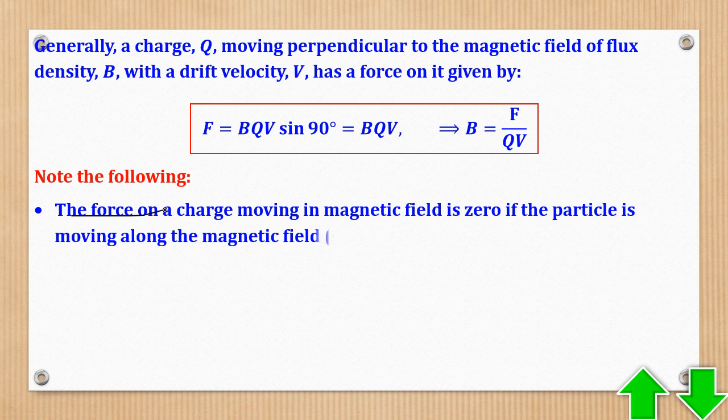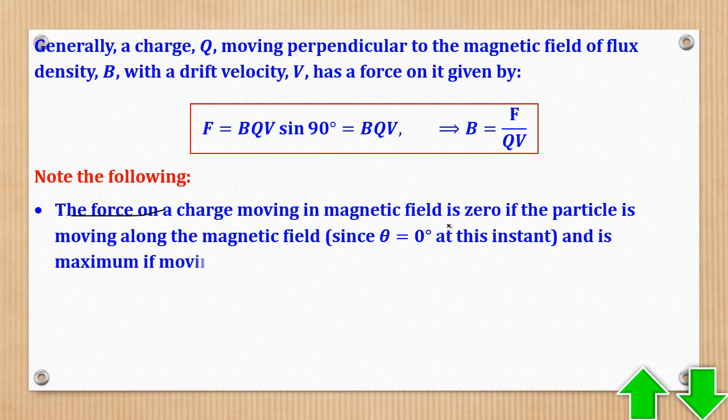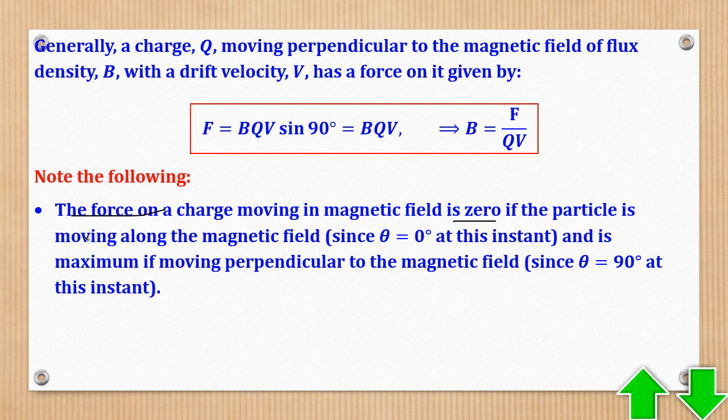So the force on a charge moving in a magnetic field is 0 if the particle is moving along the magnetic field, because along the magnetic field means that the angle between the field and the conductor is 0. And it's maximum when it's moving perpendicular to the magnetic field, meaning the angle is 90 degrees.